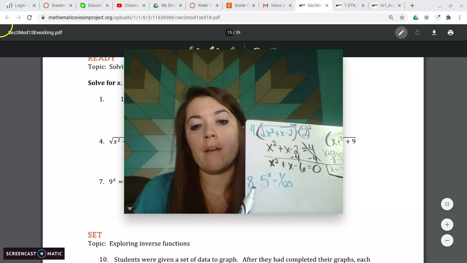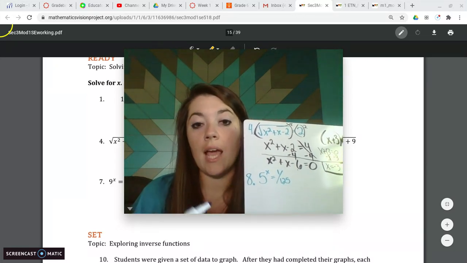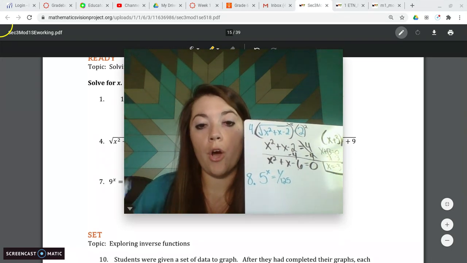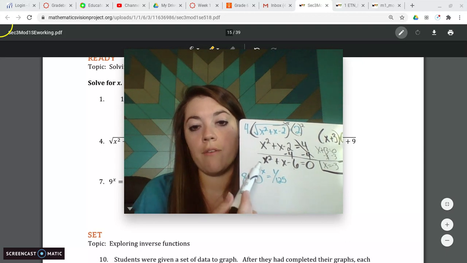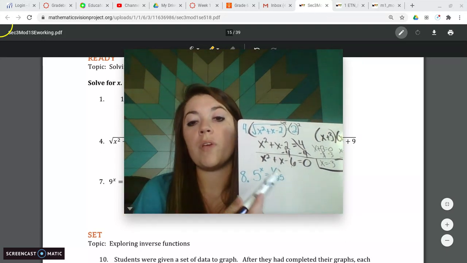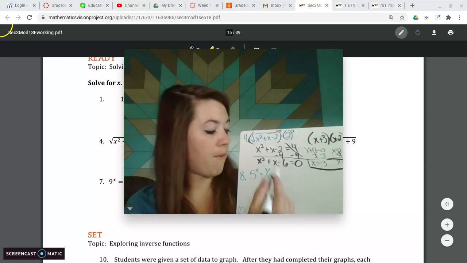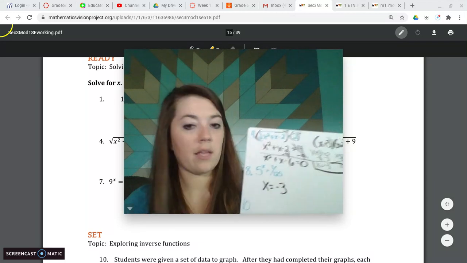So 5 to the second power would be 25. If we did 5 to the negative second power, it'd be 1 over 25. Here we're looking for 125. So 5 to the third power is 125. So because we need 1 over 125, it's just x equals negative 3.